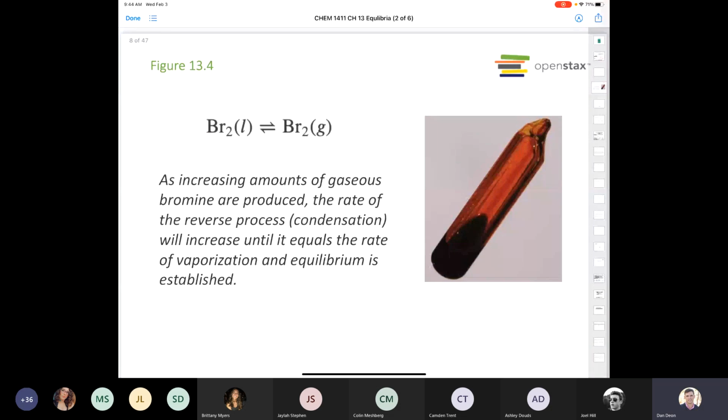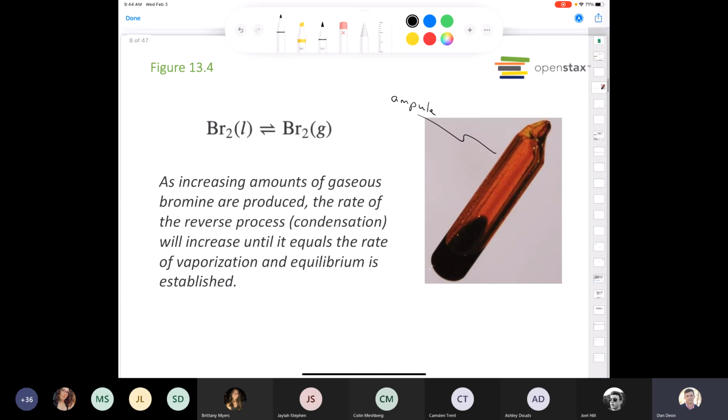And equilibria is something you can see with a phase change as well. Now, this glass vial here is a sealed glass vial. This is called an ampoule, and there are different spellings of it. In French, we spell it like that, but you could spell it like this too. Anyhow, an ampoule is just a sealed glass vial.